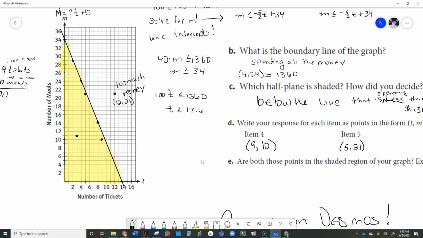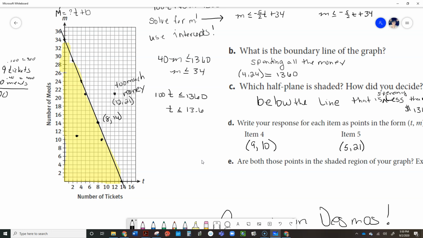All right, this right here is 4 tickets and 11 meals. He's got lots of money left over. So the closer you are to the line, the less money you'll have left over. If you're on the line, you spent exactly. So what was this one right here? This is 8 tickets and 14 meals. That will spend every bit of the money.